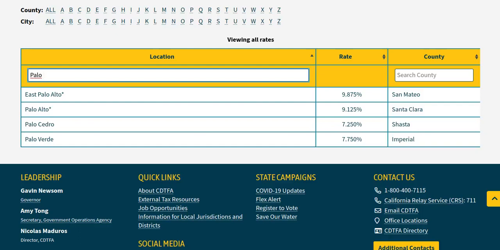So we have Palo Verde and Palo Cedro, and then Palo Alto and East Palo Alto. East Palo Alto's tax is higher, probably because there are a lot of needs for the county, and the county is not the same. East Palo Alto is in San Mateo County, and Palo Alto itself is in Santa Clara County. So don't mix both. They are both Palo Alto but not part of the same county. So that's the normal rate displayed online.